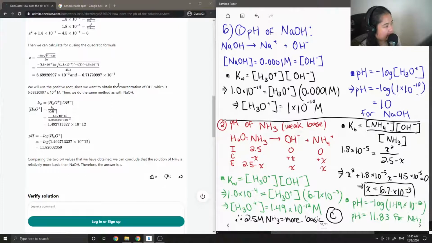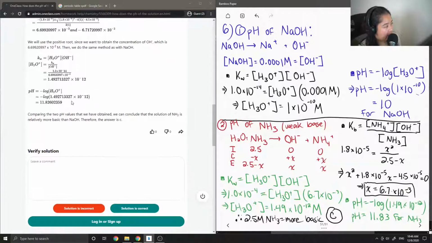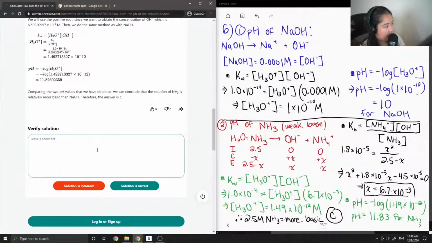Since we want to obtain the concentration of OH minus, which is 6.7 times 10 to the negative 3. And then they subbed that into the Kw expression and got a concentration of 1.49 times 10 to the negative 12 for H3O plus, and then they plugged it into the pH equation to get 11.826. So the solution of NH3 is relatively more basic, therefore the answer is C. Yep, so this solution is correct.